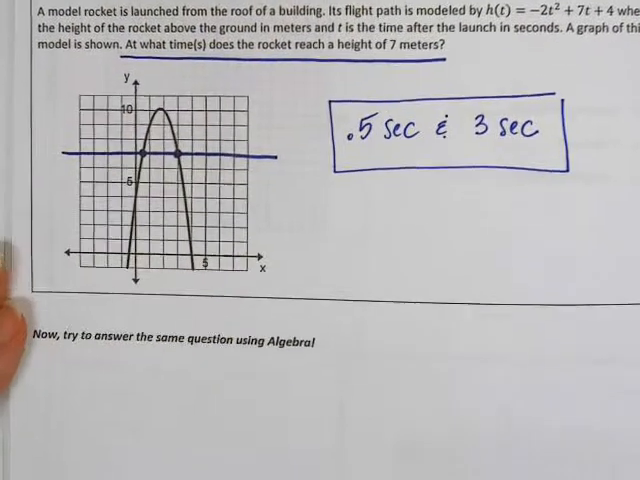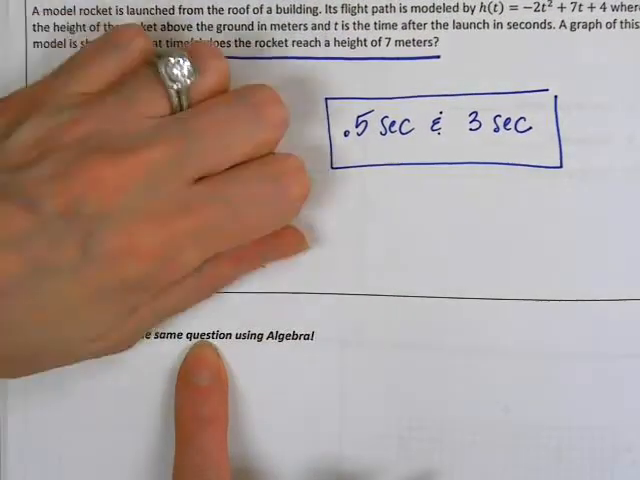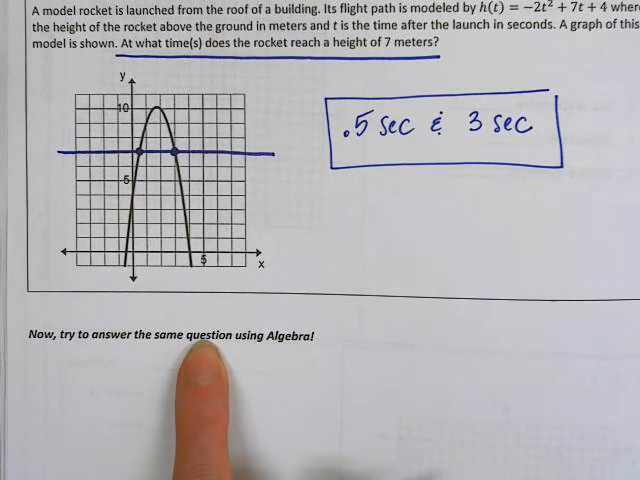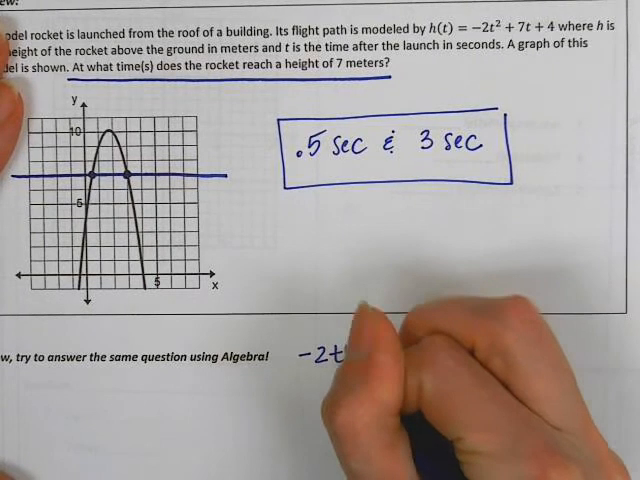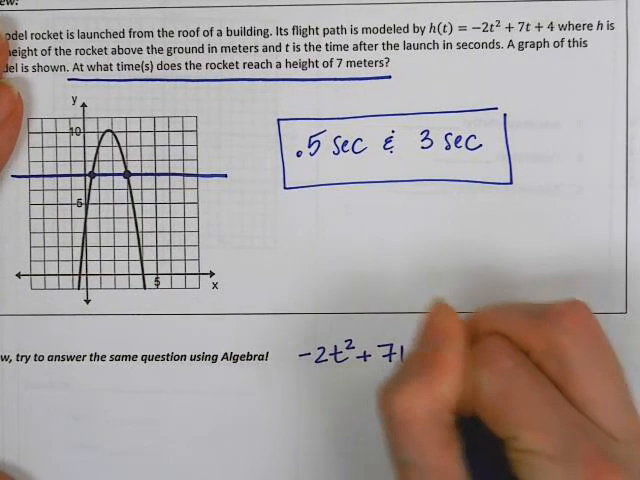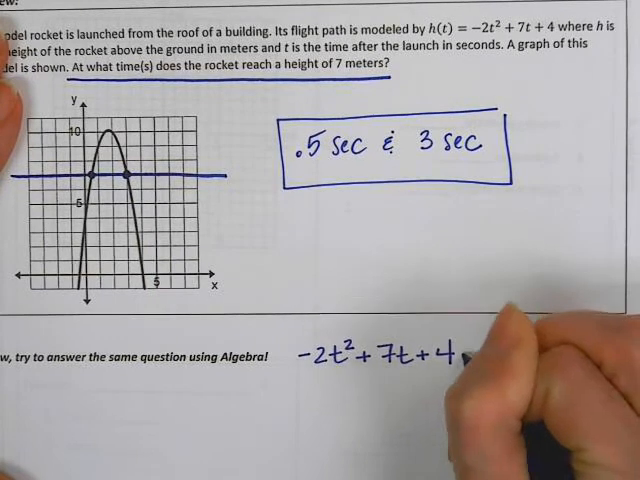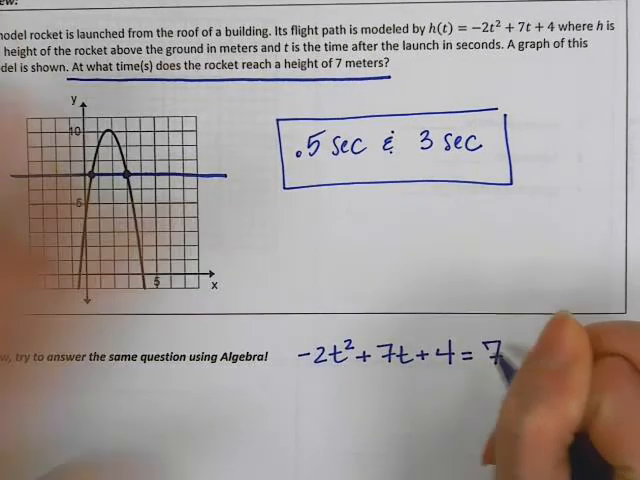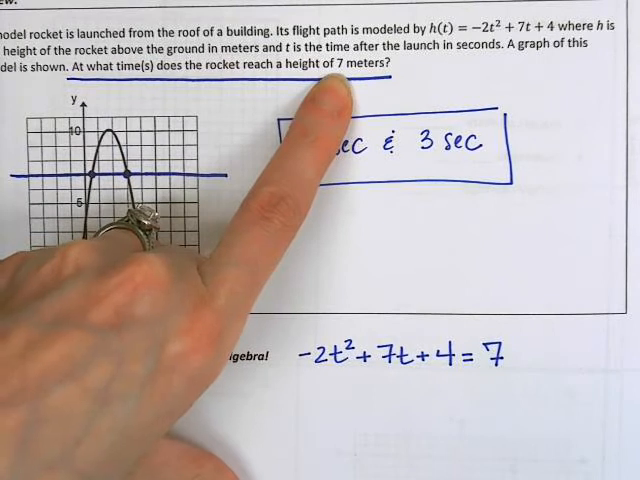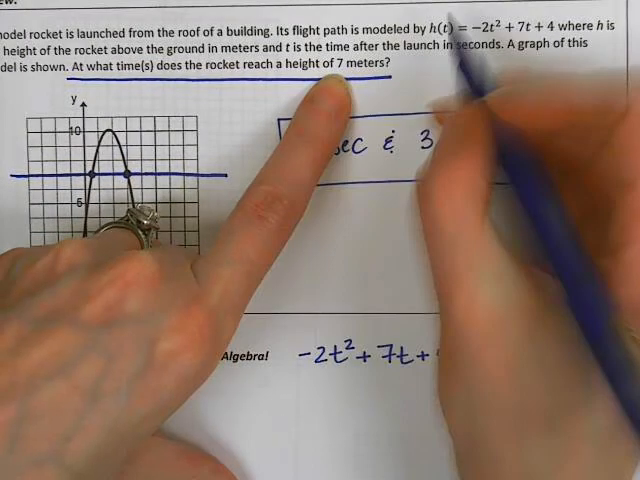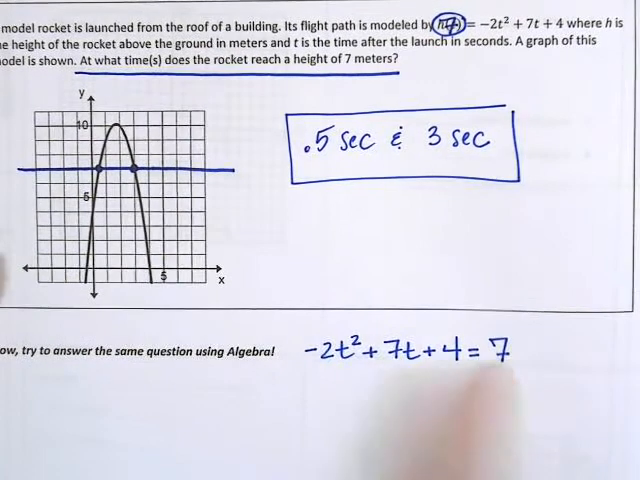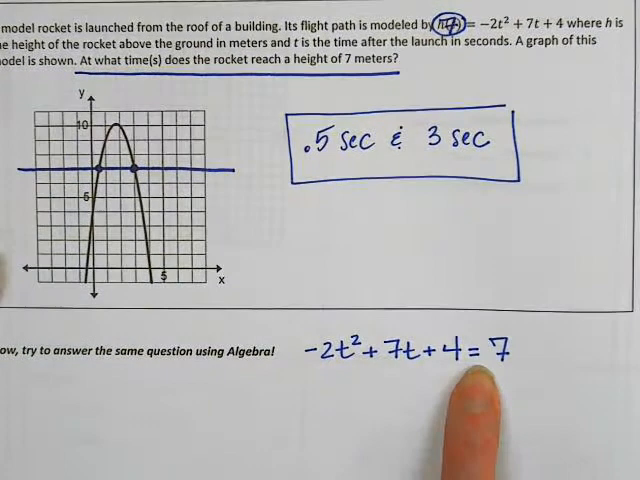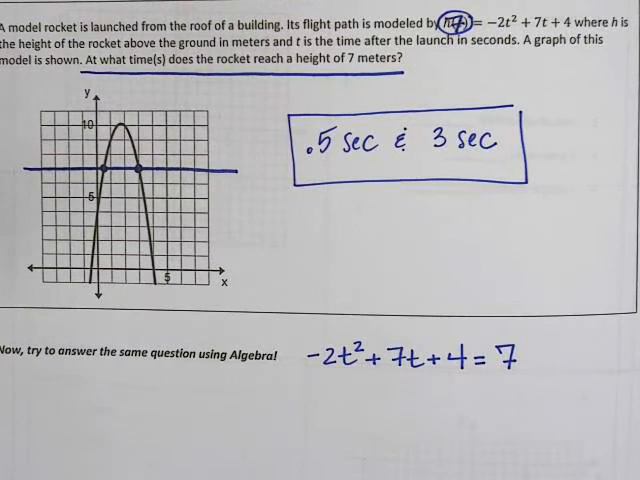Now, today we're going to learn how to actually solve it if you don't have a graph. So here's what we're going to do. Write down your equation. Negative 2t squared plus 7t plus 4. We want to set it equal to 7 because that is the height that the problem is asking for. So in for height here, we're going to put a 7. Do you guys see how I did that? Just plug in 7. And now, solve.